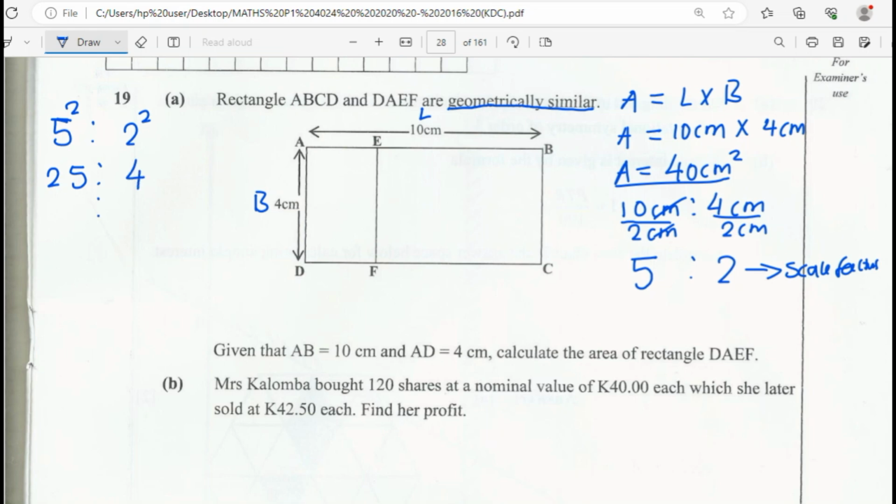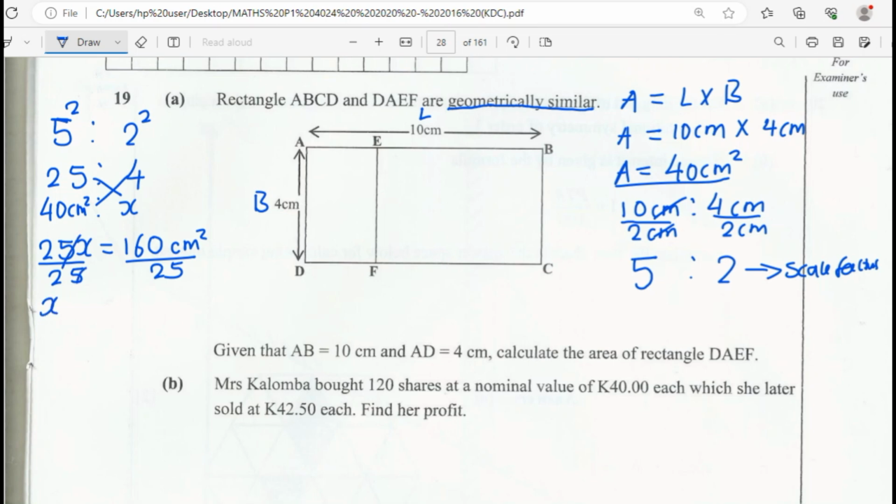Now the area that we have, 40 centimeters squared, represents the larger rectangle. So it will be written where there is this squared ratio. So our 40 centimeters squared will be here. Then we put x. Now let's solve for x. 25 times x gives us 25x. Then 4 times 40 is 160 centimeters squared. We divide by 25, also here by 25.